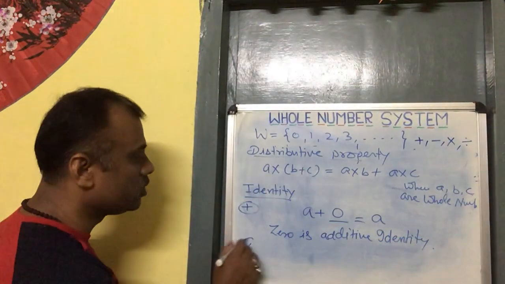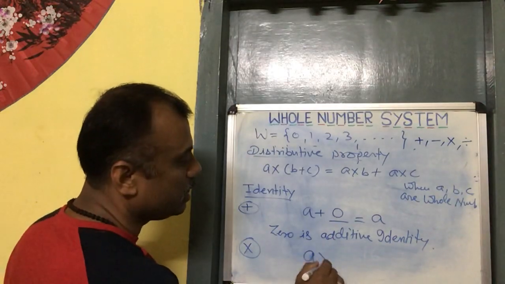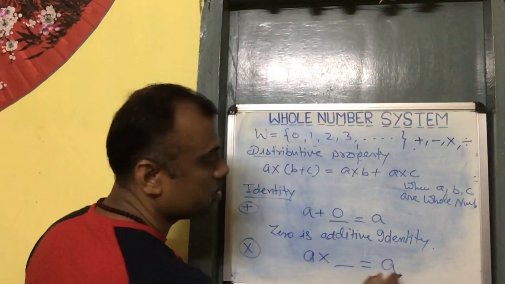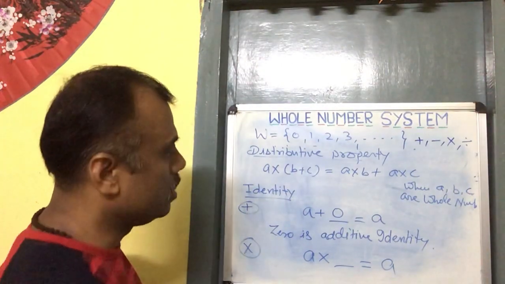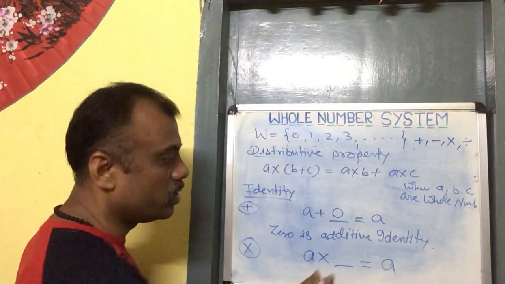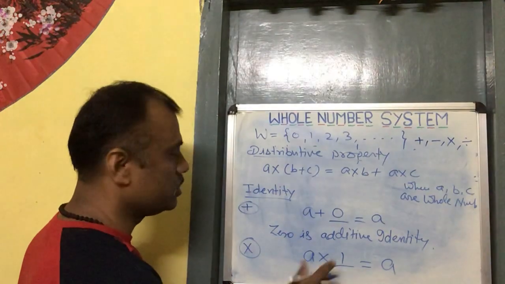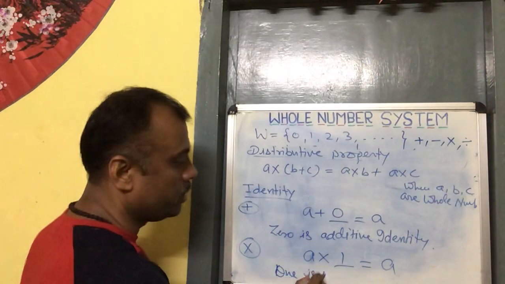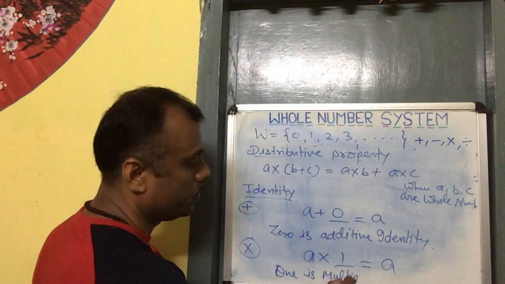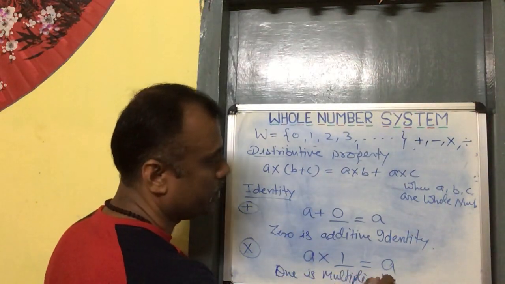Similarly, we can talk about the multiplicative identity. You have to multiply by something so that your value does not change. It means your number will remain the same. What will be that number? 1. 1 is a whole number. So here 1 is the multiplicative identity.